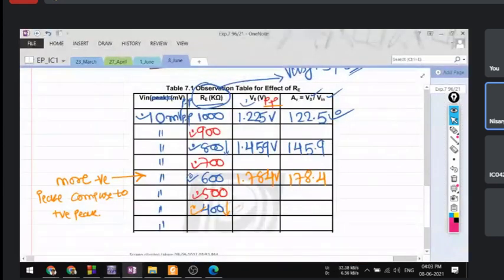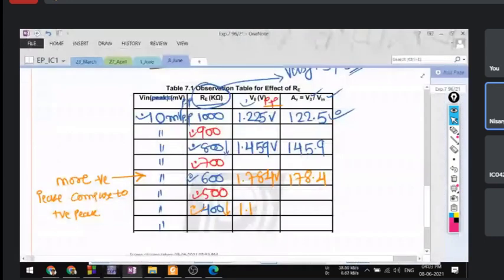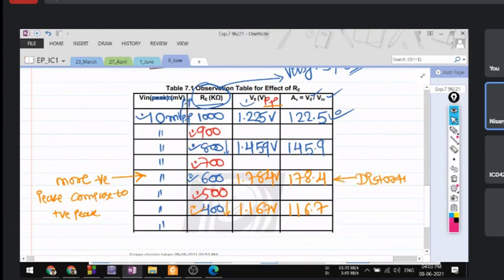So at the 400 ohm you got 1.167. So gain is 116.7 times, right? So distortion has started from the 600 ohm itself. Distortion starts, unequal positive and negative peak. So distortion actually starts from this point, fine.